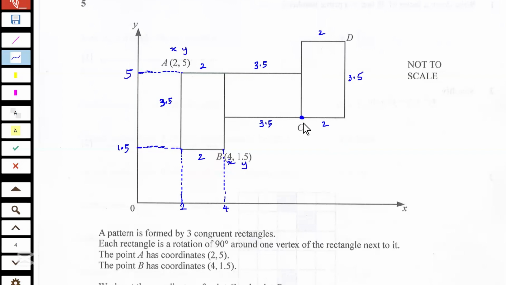Now, let's find the coordinates of point C and point D, starting with point C. Now, to find the X and Y coordinates of point C, we start by finding the X value. Now, beginning from 2, 2 plus 2 gives us 4. 4 plus 3.5 is going to give us what? 7.5. So the X value will be 7.5.